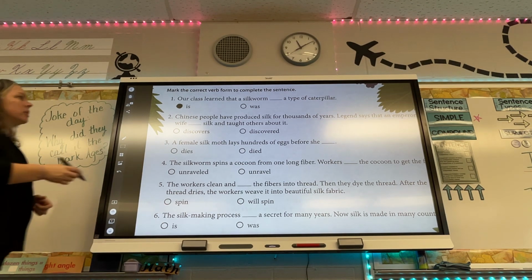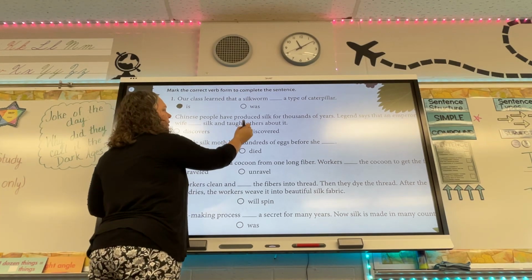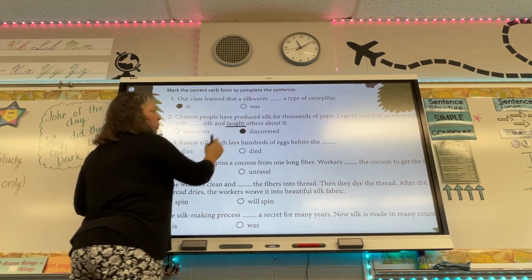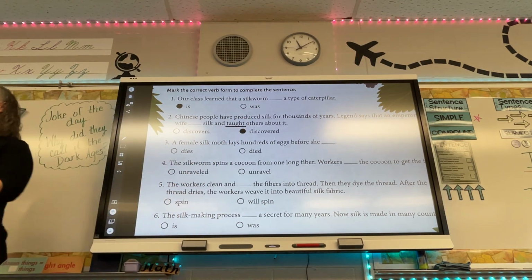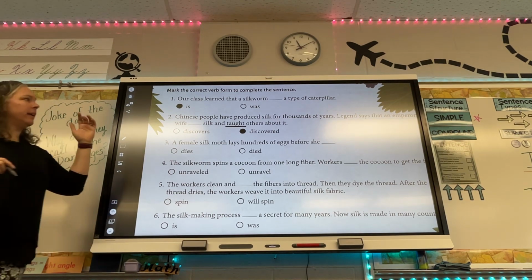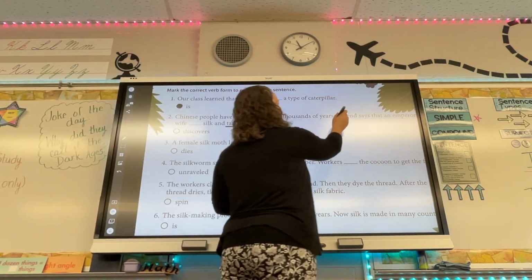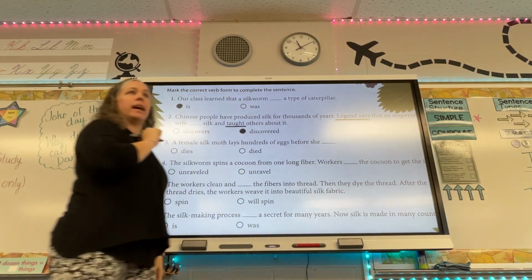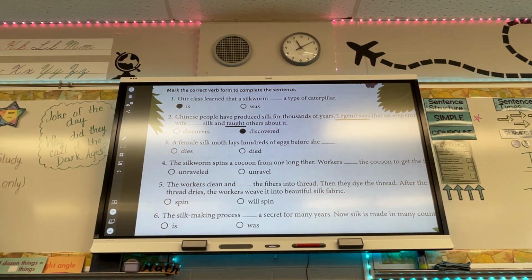Discovered. Good. There's lots of clues that tell us to do discovered. Taught is one of them because taught is what? Past tense. And then another one is the fact that it says legend says. A legend is usually what? Something that happened in the past. Okay? So both of those give us a clue that that should be discovered.